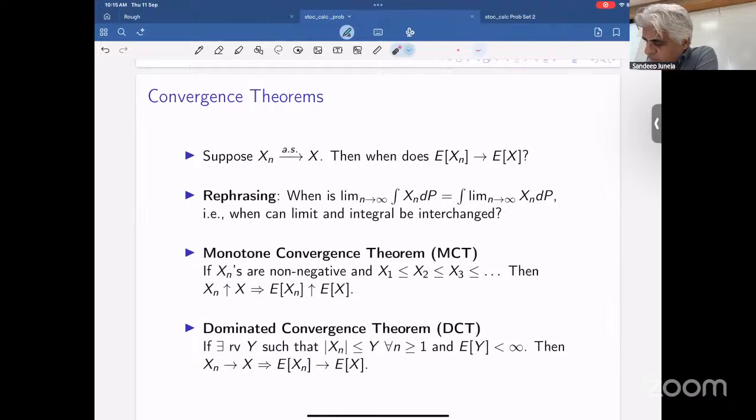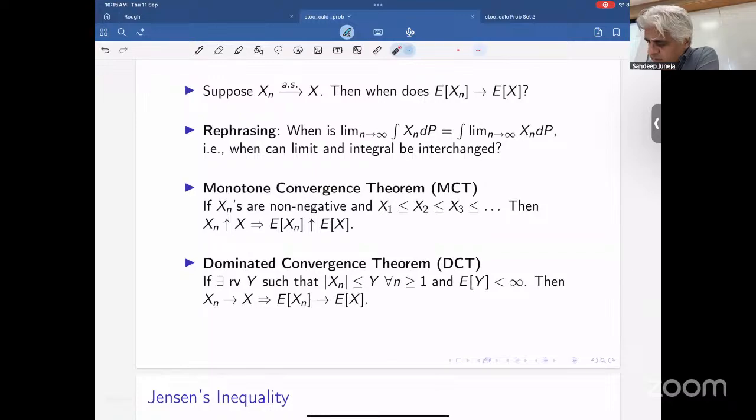And one sufficient condition is the monotone convergence theorem, where basically all your xn's are non-negative and they're non-decreasing. In that case, xn is increasing to some x. X could be infinity at some omegas. And this will imply that e of xn is going to converge to e of x. Yeah, it's weaker, right? You could have functions which are increasing and converging to some other function, but not uniformly. But even then, this limit and exchange holds.